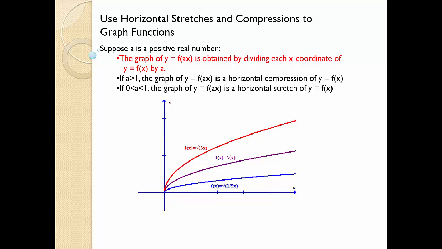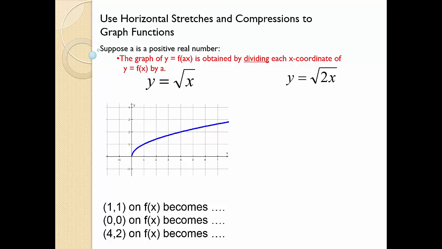Now there's horizontal ones too, and just like everything else, anything you do inside the function, when you multiply by a number inside, you have a horizontal effect. And again, it's kind of backwards. If a is bigger than 1, it compresses it. If a is between 0 and 1, it stretches it out. So all the changes inside kind of go backwards.